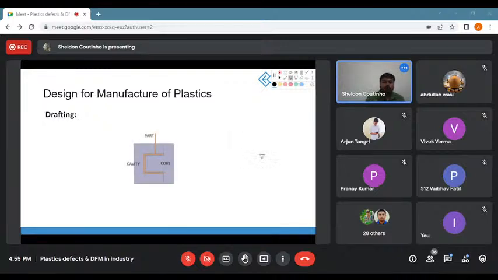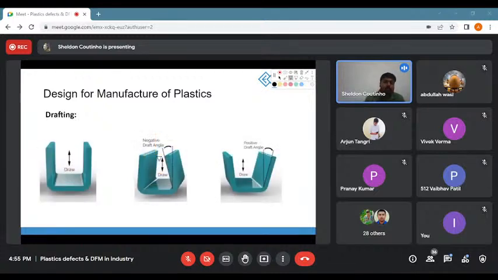So basically you have your core and your cavity over here, and this is drafting. As we had discussed in the previous lecture, I had taken drafting in detail. I'll just give it a go again. So this is the core side that you have. This is the cavity side that you have. And this is your plastic part, right?